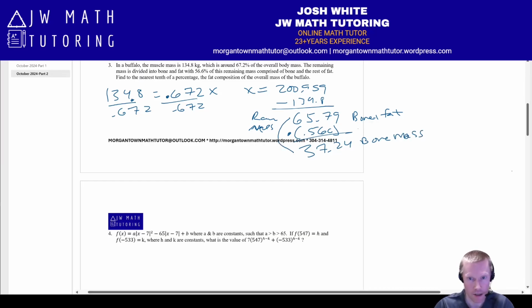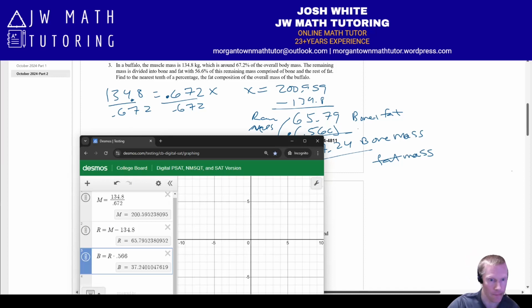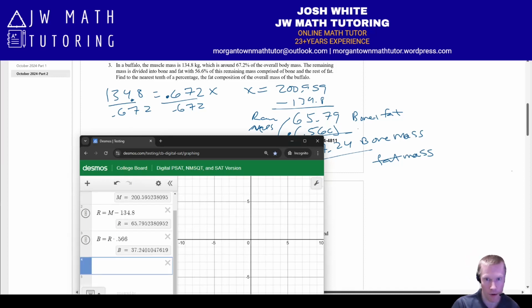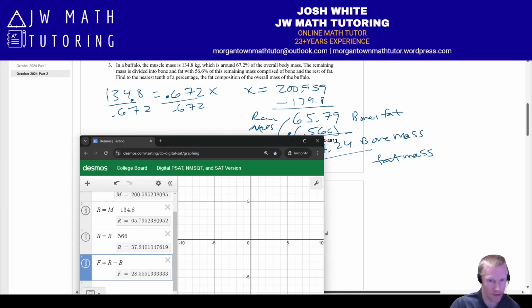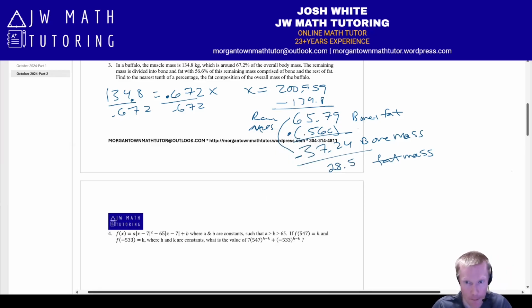Now I'm going to subtract this minus that, and that's going to give me the fat mass, because ultimately we'll need that figure to get our final overall answer. So now I want to take, and I'm going to call this F for fat mass, the remaining amount, the R, minus the bone mass. Okay, we get 28.55. So the fat mass is about 28.55 kilograms.